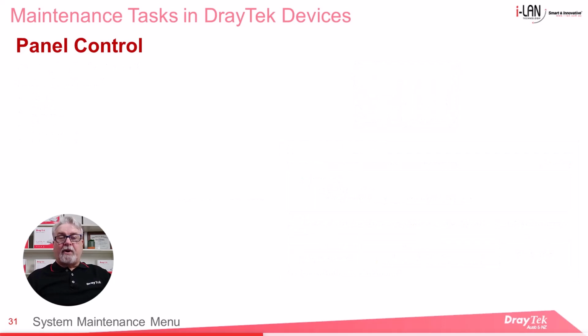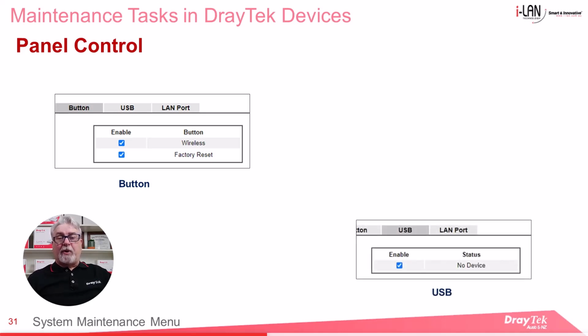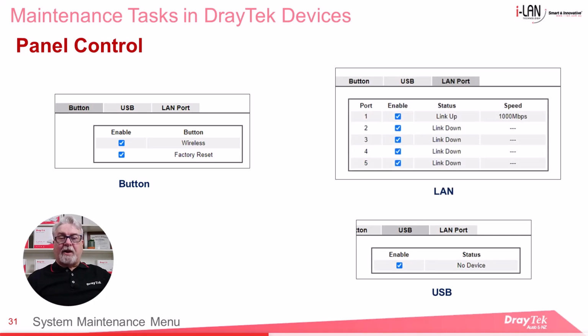3 other panel controls are available. The button control allows you to disable the wireless and factory reset buttons. Disabling the wireless button prevents the Wi-Fi from being disabled if the button is accidentally pressed. Disabling the USB port will prevent people from using that. Similarly, LAN ports can be disabled to prevent unauthorized users from connecting a device into an unused LAN port.